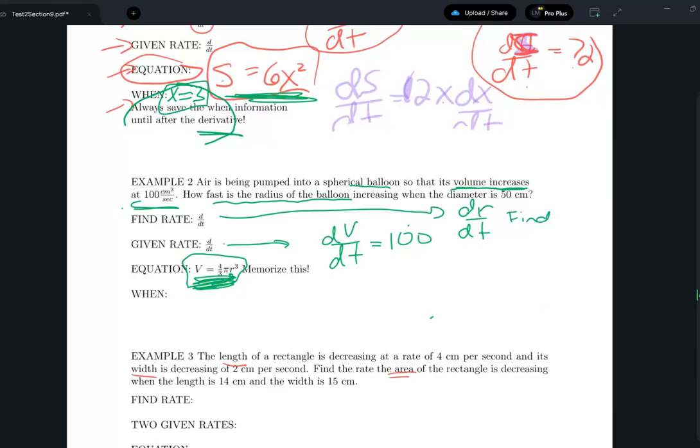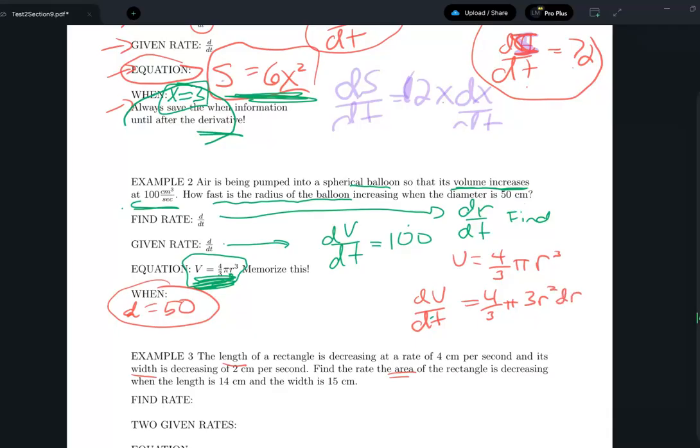Got my equation. Now I'm looking for the when information: when the diameter is 50. I'll save that for later. Now I'm going to take the derivative. Let me write the equation down again and take the derivative with respect to t. dV over dt, carry along this big ugly number, and then take the derivative of r cubed, which is 3r squared times dr over dt. I see that the 3's go away, and let's see what I can plug in.